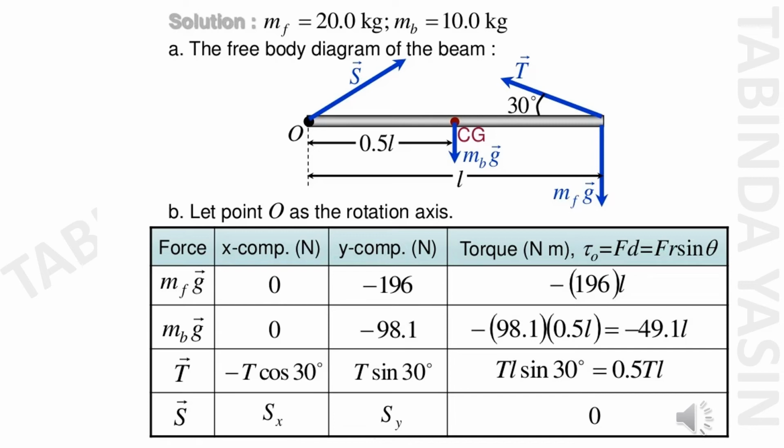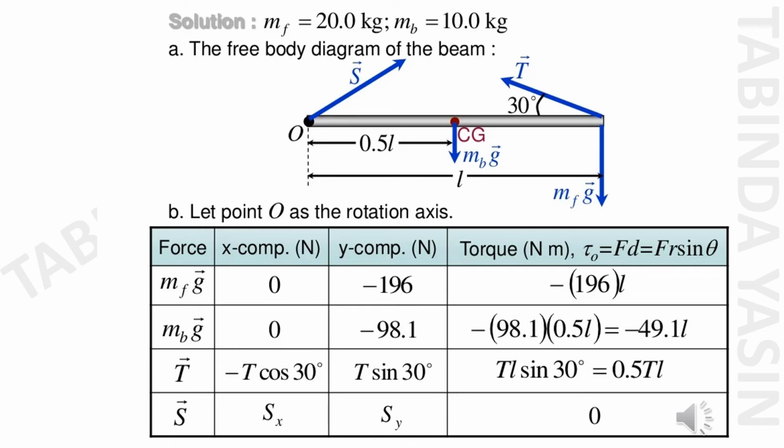and there is another tension T. Total length is L. At the center of mass the total weight is mbg, and from the point where the floodlight is hanged, that is mfg. So the force is mfg, the x component force is 0, the y component force is minus 196, and the total torque is r F sine theta, that is minus 196 into L.